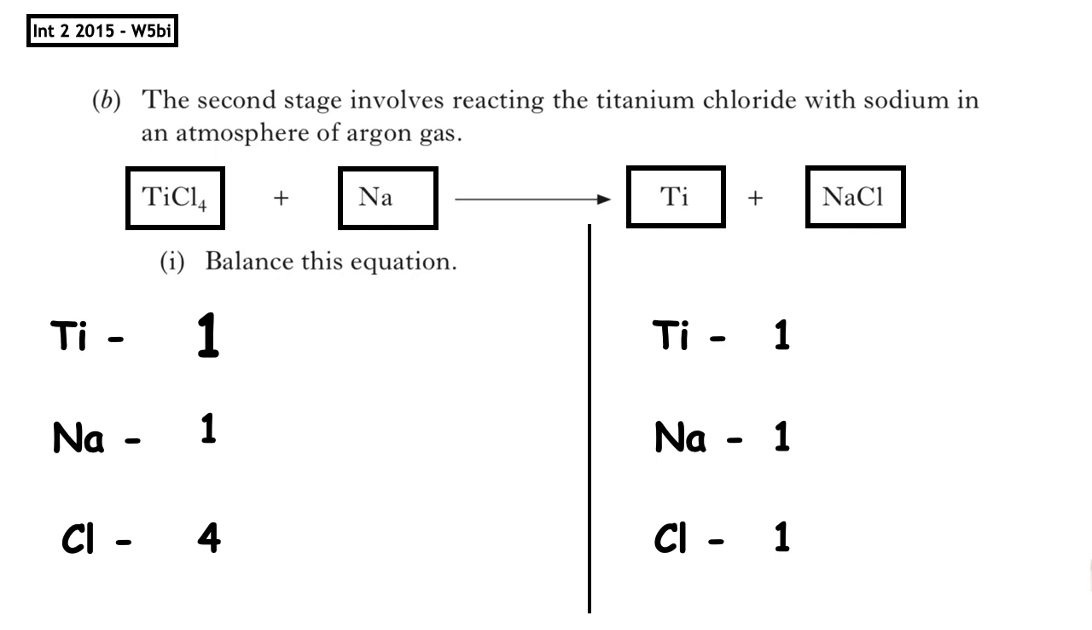On the left hand side we've got 1 titanium. On the right hand side we've also got 1 titanium. We can tick them off. They balance. How many sodiums do we have on the left? We have 1. How many do we have on the right?